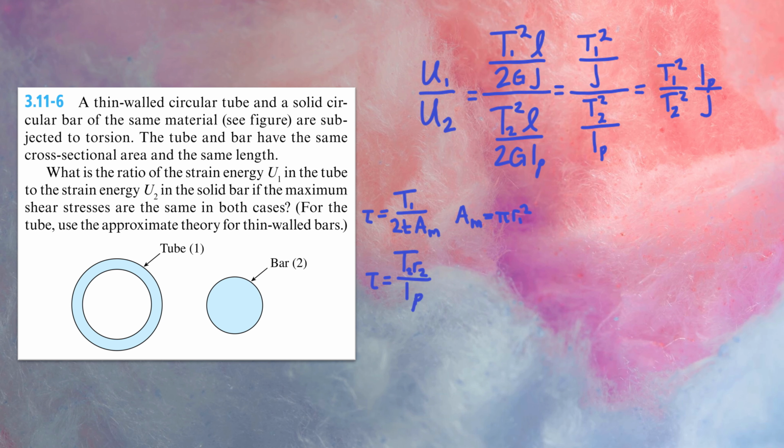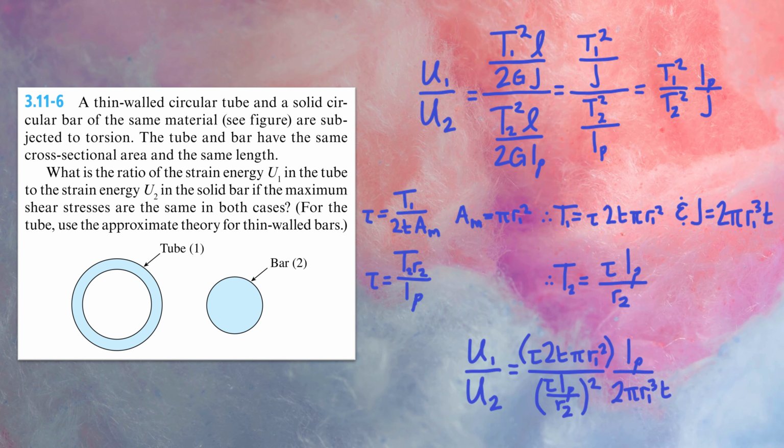Our median area is not the whole area, it is the area with respect to the radius that goes in the middle of the path. So when we solve for T1 and T2, this is what we get. And the approximate polar inertia equation is defined as such. So we're going to plug all of this into our equation, and try to cancel things out.